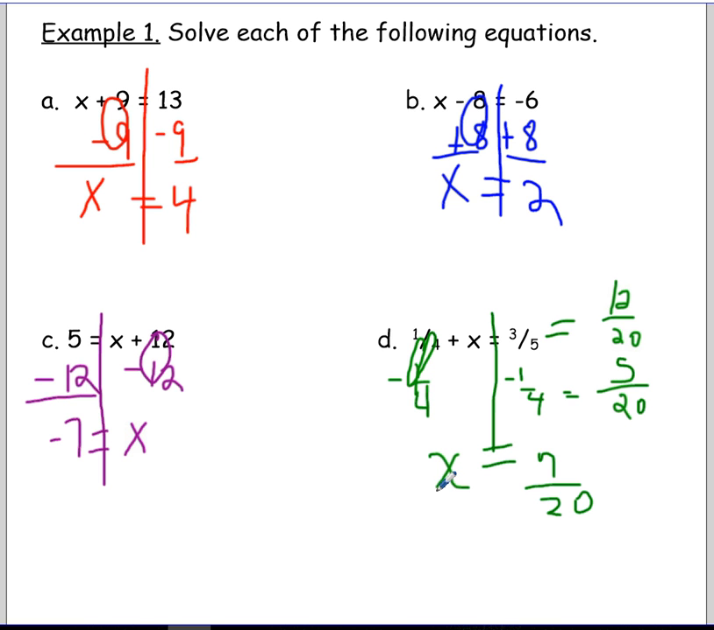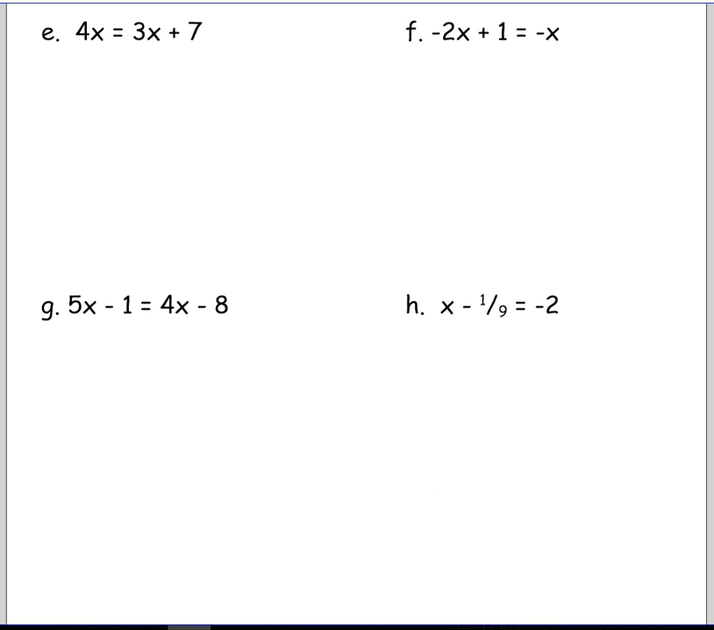Let's take a look at some more examples. For E, we have 4x equals 3x plus 7. So notice we have x's on both sides of the equation. So we're not just going to be moving constants this time, we're going to be moving our variables. So notice the only thing that's on the left-hand side is x. On the right-hand side, we have an x, and we have our constant.